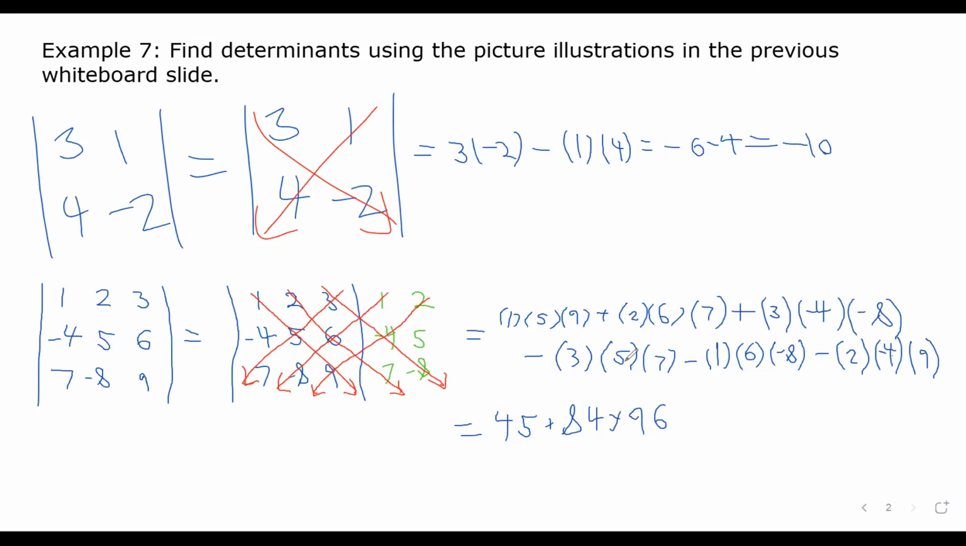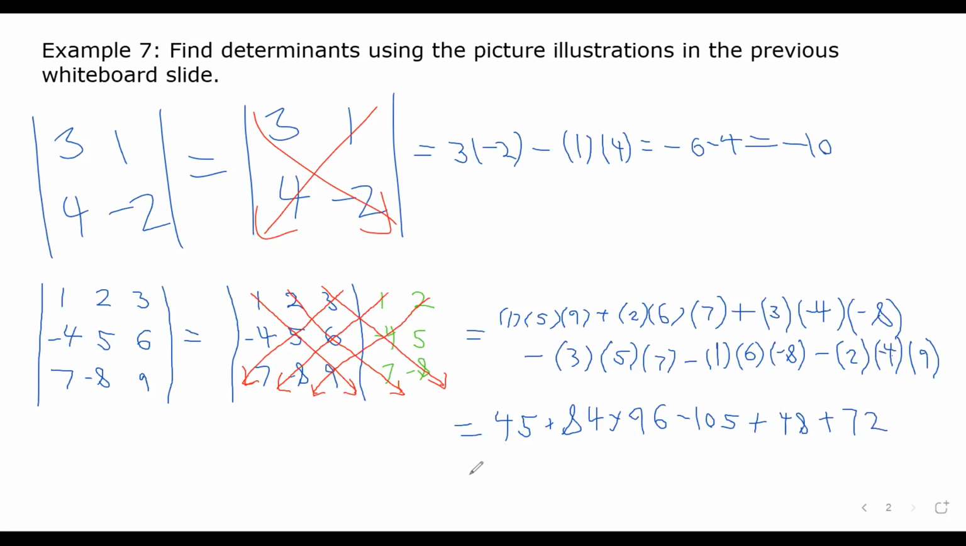Yep, 96. And then 3 times 5 times 7, that's 15 times 7, that's 105. That's minus 105. Then 1 times 6 times -8, there's a negative sign here, so it becomes positive, so it's a positive 48. And then -2 times -4 is positive. 8 times 9 is 72, so it's plus 72.